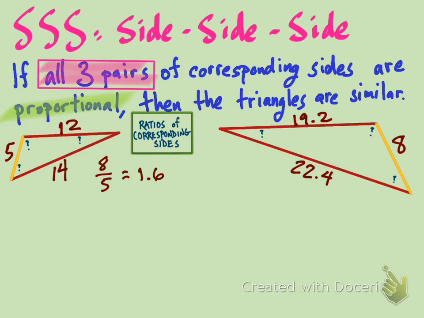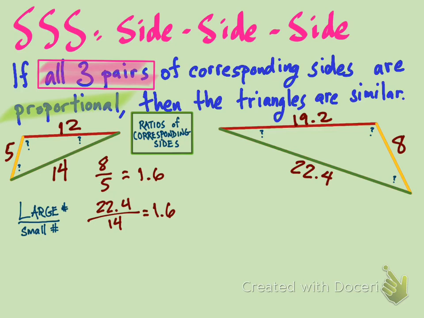Also, the longest sides are corresponding to each other. So let's make a ratio out of the longest sides. 22.4 over 14 also equals 1.6. Okay, so that's looking pretty good, but we're not done until we test all 3 pairs. All right, so let's test the 3rd pair. Oh, by the way, you notice that I'm putting the large number over the small number in both of those ratios. You have to do all 3 ratios the same way. It doesn't matter whether you pick the large number over the small or vice versa.